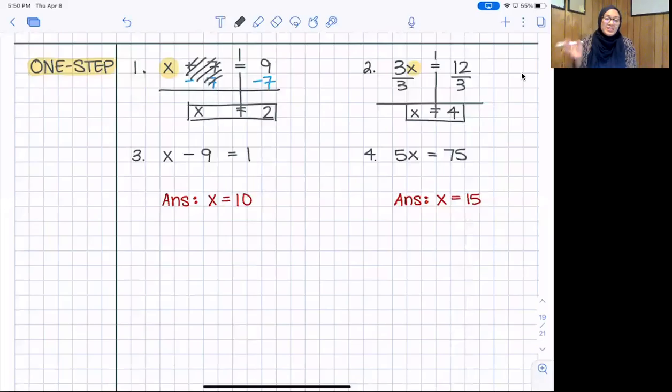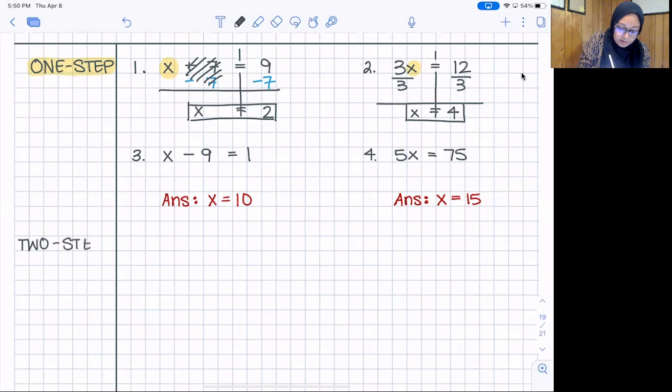Okay, the answers that you should have gotten for the last questions are x equals 10 and x equals 15. If you got one wrong, just make a note. We can go over it on Monday, okay? The next kind of equation we are doing are two-step equations, okay? Two-step equations. I'm not writing the steps down because they should be in your notes from before.